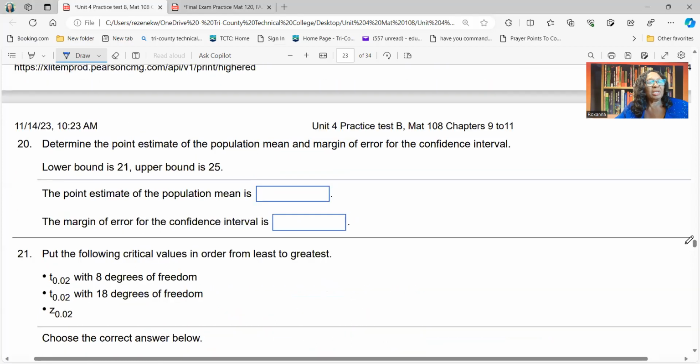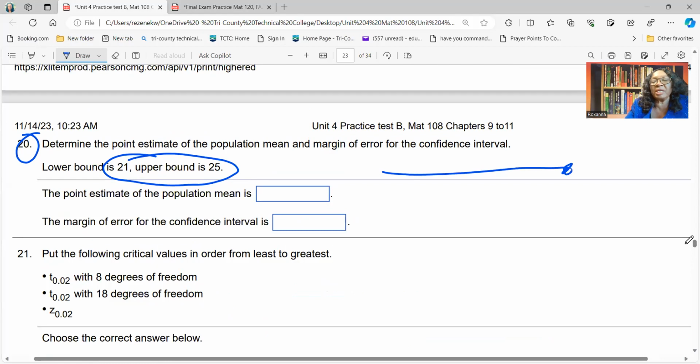Okay, determine the point estimate. Good question. Well, I just want to let you know that this question will be in the test. Determine the point estimate of the population mean and margin of error of the confidence interval. So you are given the lower bound and upper bound of a confidence interval. So let me draw a number line.